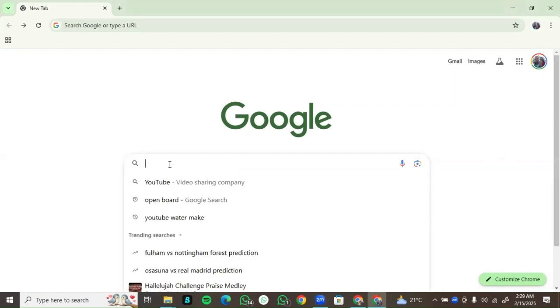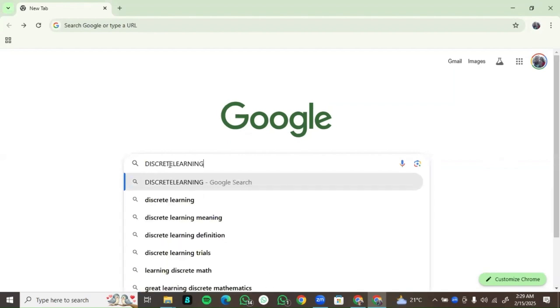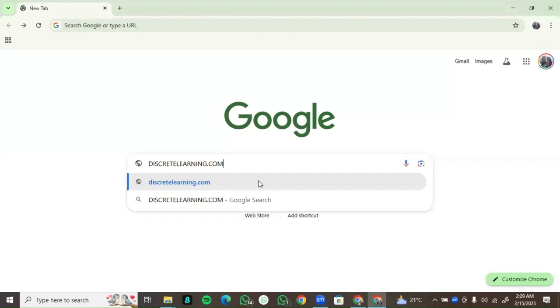So what you need to do is open a browser. It can be Google Chrome, Samsung browser, or the browser on your iPhone or your PC or tablet. So once you open it, just search discretelearning.com. Once you do that, just click on search.